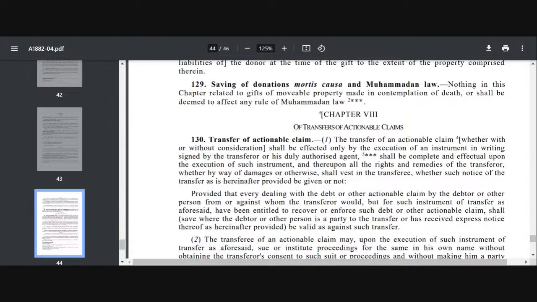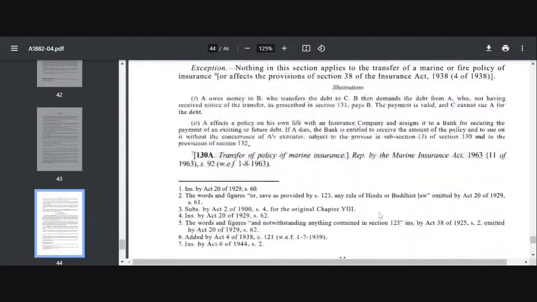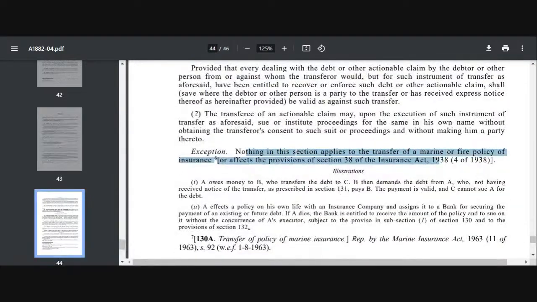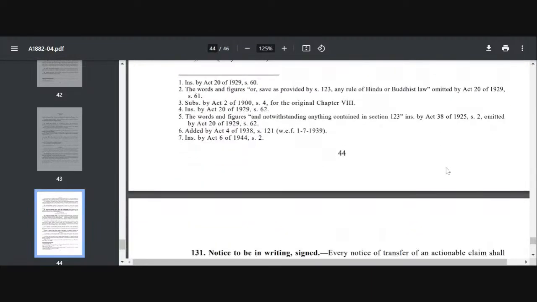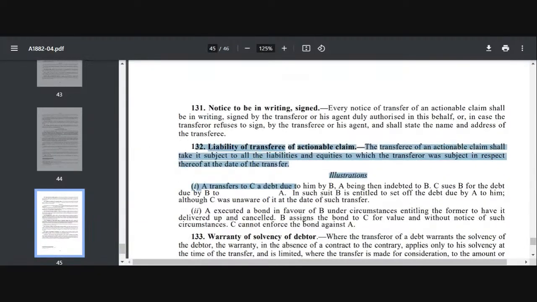Okay, so here you get the transfer of actionable claim, with the exception that it does not apply to the transfer of marine or fire policy or insurance, or it does not affect the provisions of section 38 of the Insurance Act. Okay, so 130 is this. 131 says that the notice has to be in writing and signed by the transferor or his agent. 132 is the liability of transferee of actionable claim.